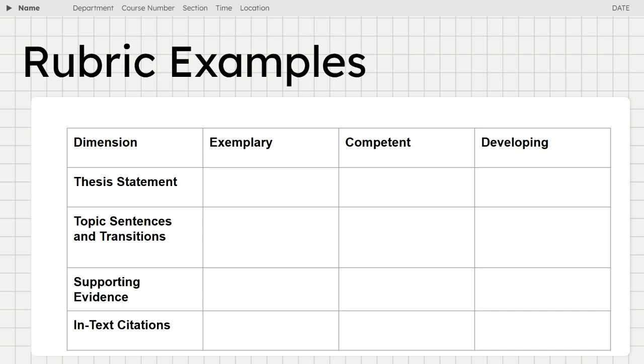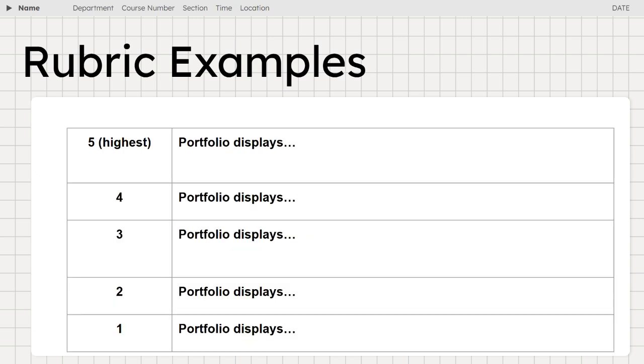We've got exemplary, competent, and developing. So our 3 different stages of competency, or proficiency, for our individual content areas: thesis statement, topic sentences and transitions, supporting evidence, and then in-text citations. It is likely that in a rubric that doesn't have to fit perfectly on a slide like this, you can have a little bit more. But you can see what we mean. We've got all of these individual categories, and then you rate the student based upon which proficiency level they are demonstrating in their submission. That's not the only way to create a rubric, though.